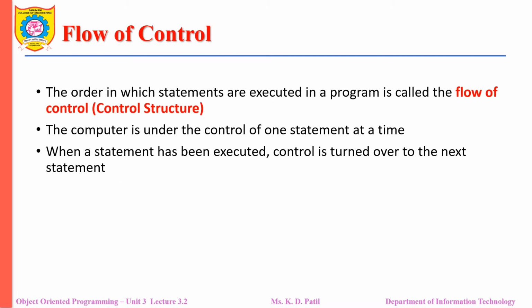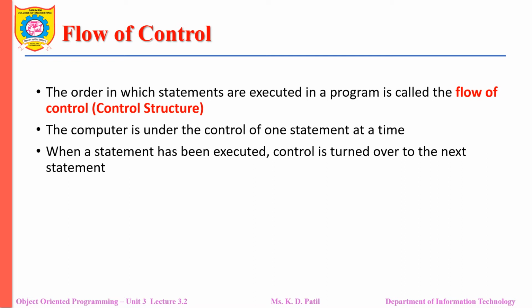Let us see what is flow of control. The order in which the statements are executed in the program is called the flow of control, also referred to as a control structure. Normally when one statement is executed completely by the program, the execution moves to the next statement. A computer is under the control of one statement at a time, and when that statement is executed, the control goes to the next statement.